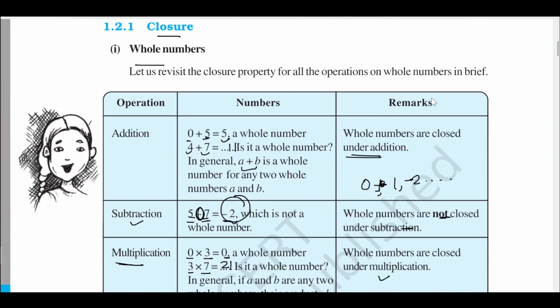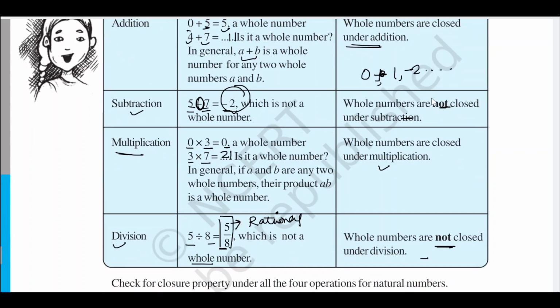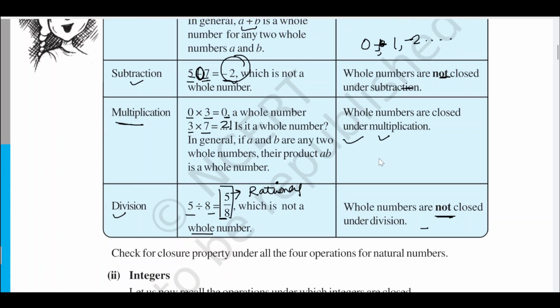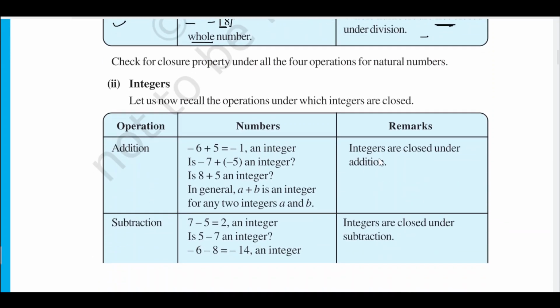So what we found: whole number is closed for addition, whole number is not closed for subtraction, whole number is closed under multiplication, and whole number is not closed under division.